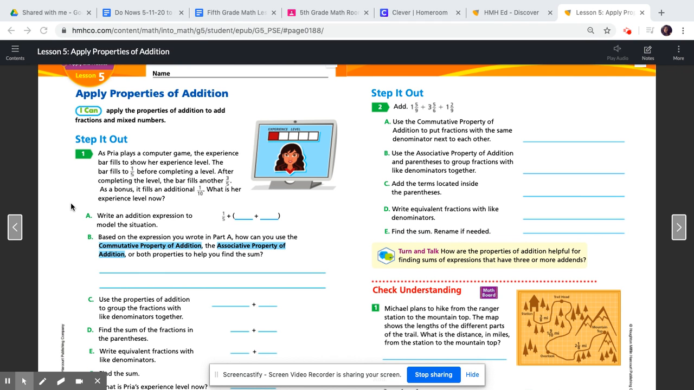Hey boys and girls, we are on page 167. We're completing 7.5 today. The purpose of today's lesson is that you are going to be using properties of addition to add fractions and mixed numbers.